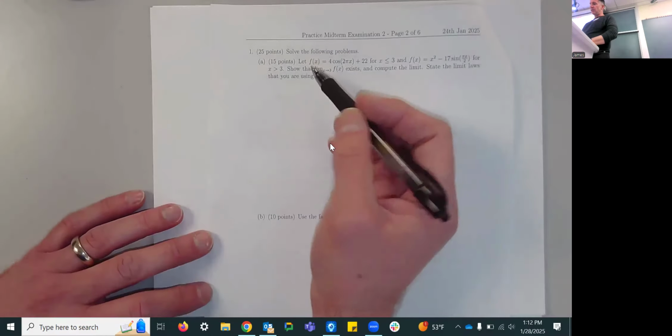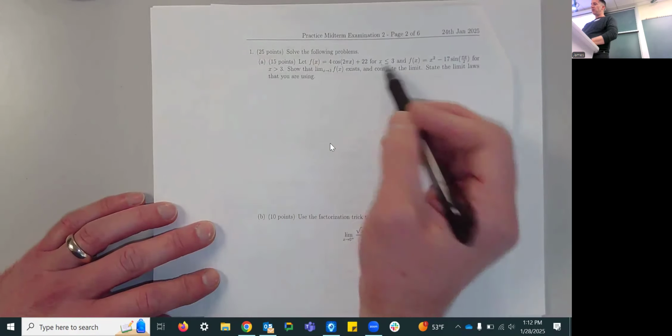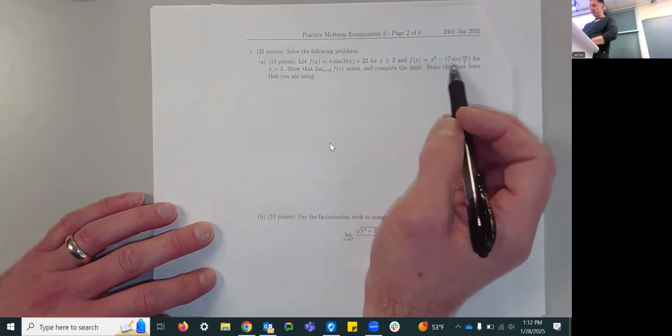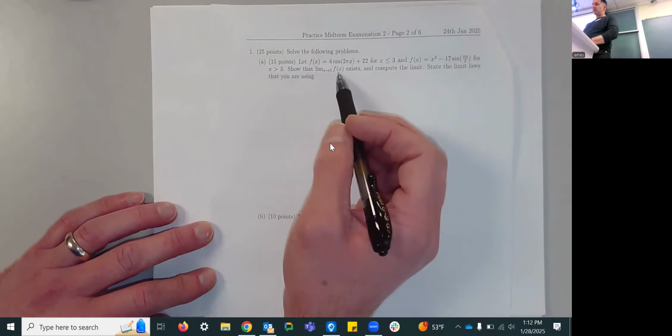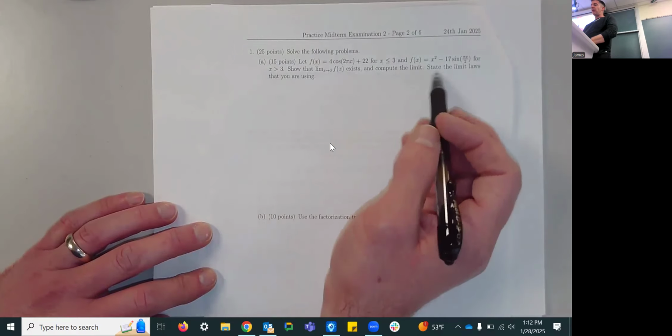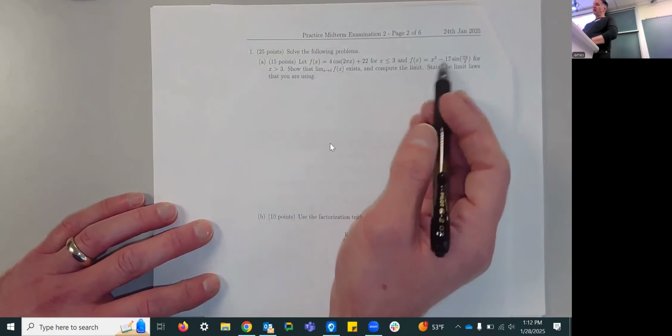So the first one says, let f of x equal this function when x is less than 3, and f of x equal to x squared minus 17 sine of blah, blah, blah for x bigger than 3. Show that the limit exists and compute the limit. State the limit laws that you are using. All right, interesting.